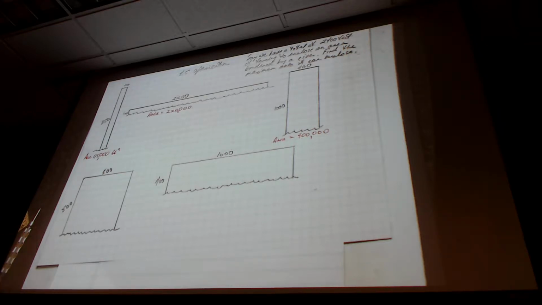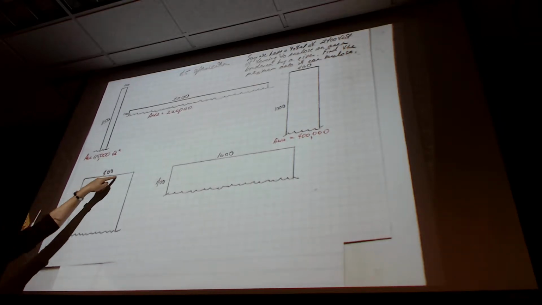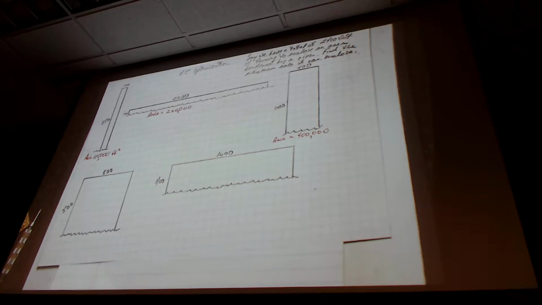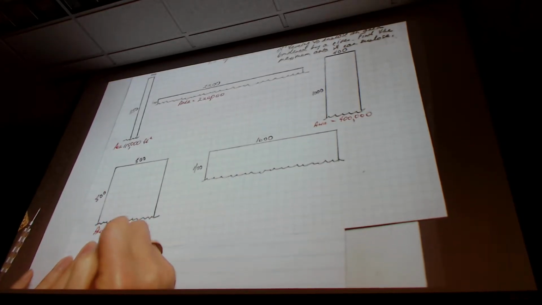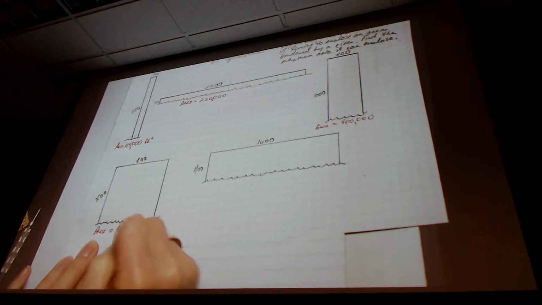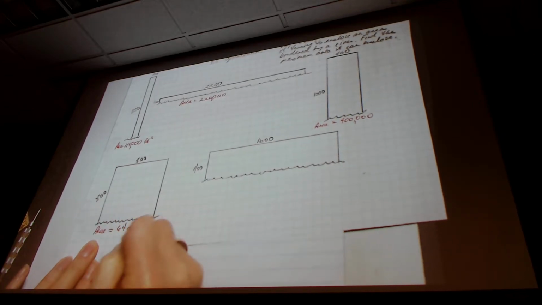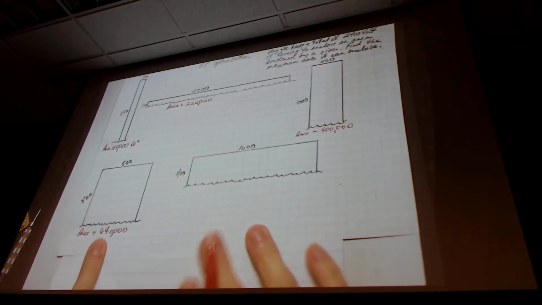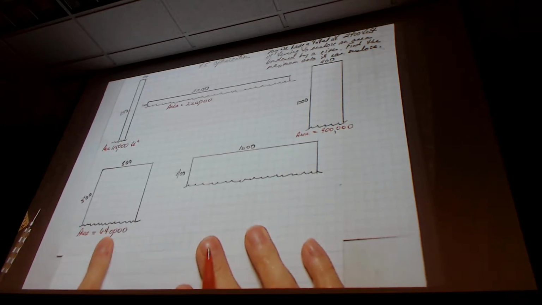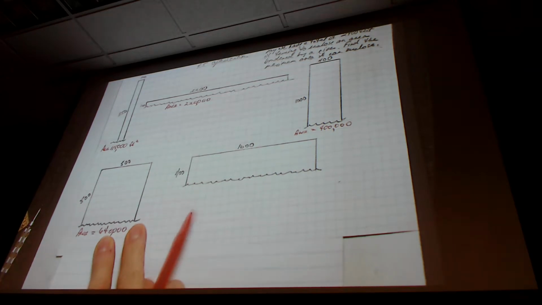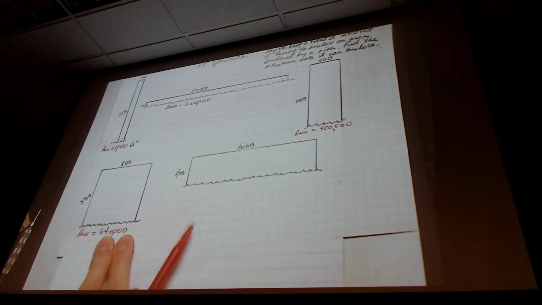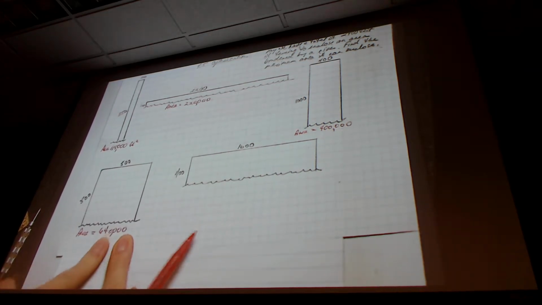Okay, here's another way we could do it. 800, 800, 800, 3 times 800, there's 2,400. So what would be the area enclosed here? 640,000. We're still increasing the area, aren't we? It's going up every single time. So I wonder if we're getting close to maximizing our space.